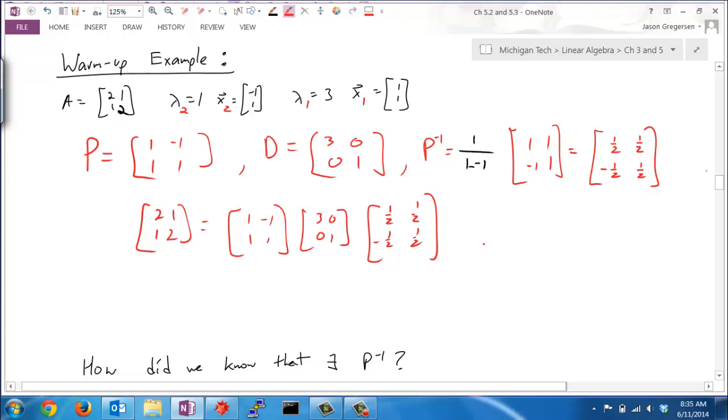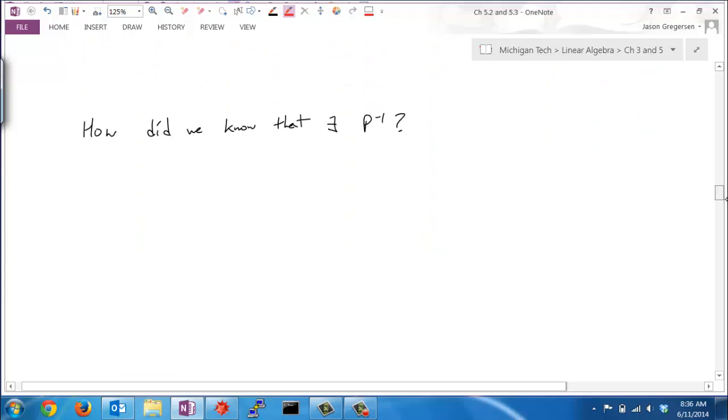Why? Absolutely. I had two distinct eigenvalues, lambda 1 and lambda 2. Therefore, I was going to have two independent eigenvectors. So in a 2 by 2, I have independent columns, so it's going to be invertible. If I have an n by n with linearly independent columns, I know it's invertible. So the fact that these eigenvectors from distinct eigenvalues are independent told me I could find P inverse.